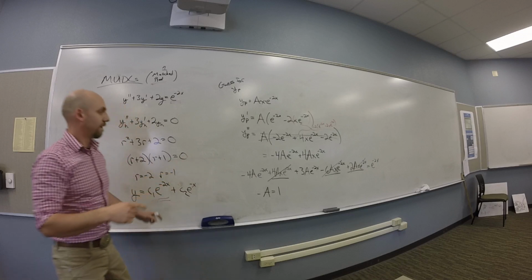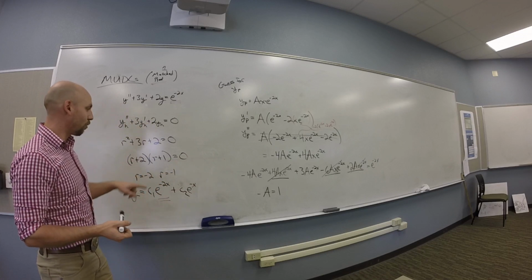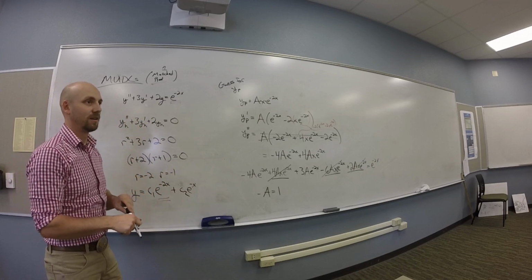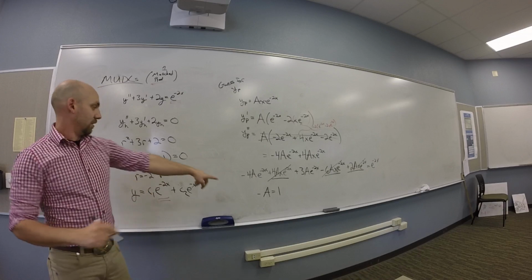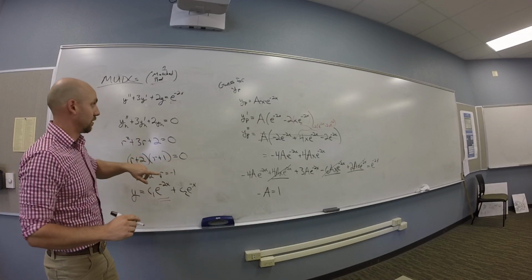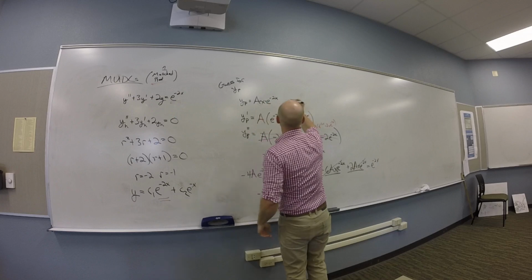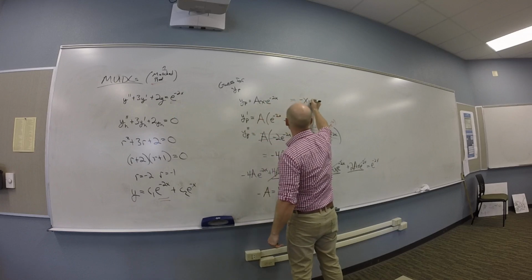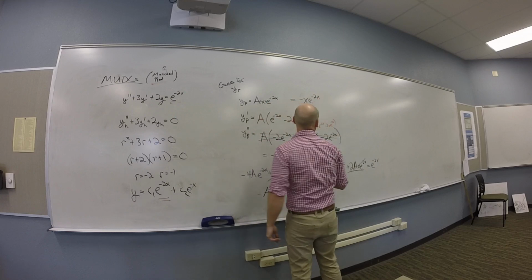So, let me wrap this up. What did I finally get as an answer here? A equals negative 1, so y p equals negative x e to the minus 2x. Okay, so I found my y p. It's negative x e to the minus 2x.